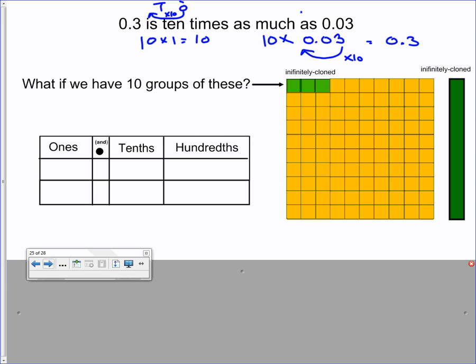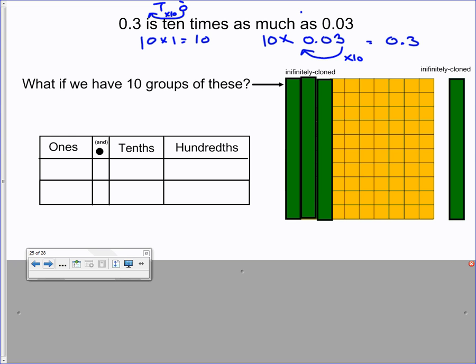So here I've got 3/100. And it's asking, what if we had 10 groups of those? Well, there's one group of it. 2, 3, 4, 5, 6, 7, 8, 9, 10 groups. Isn't that the same as 1, 2, 3 of those? It is. So therefore, yes, this is true. 3/10 is 10 times as much as 3/100.